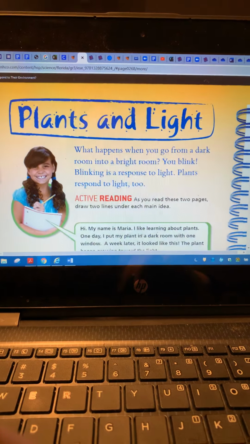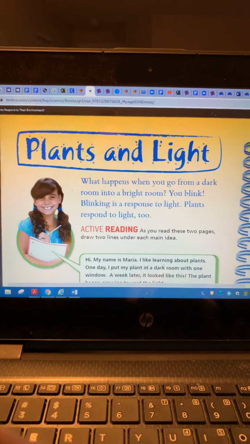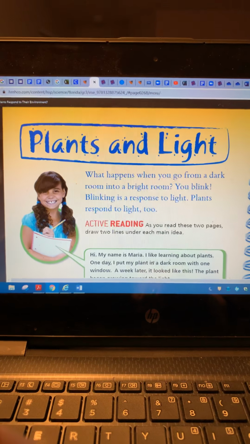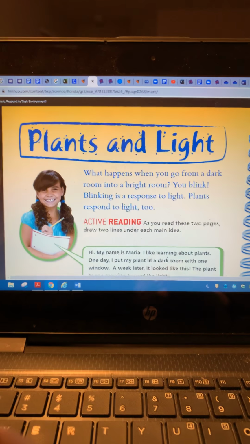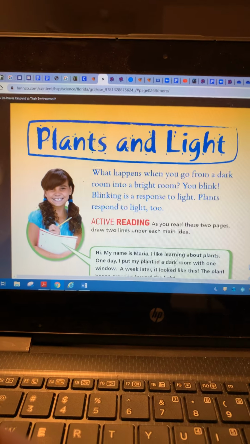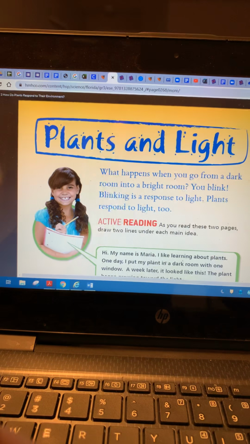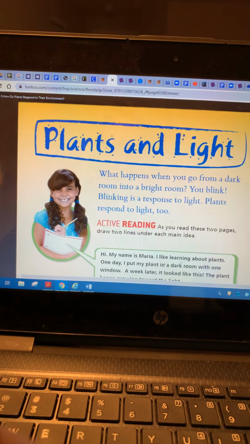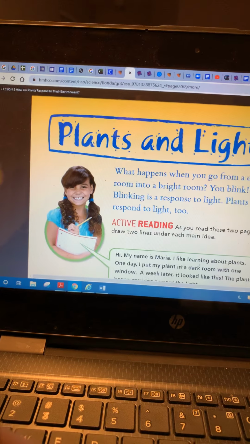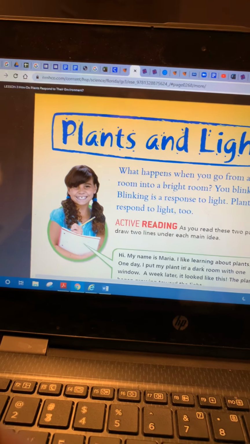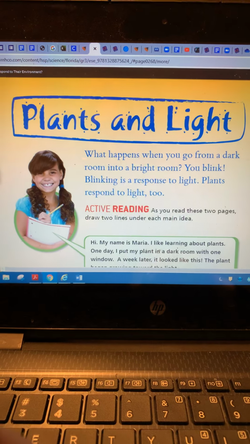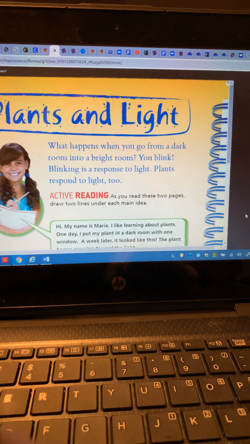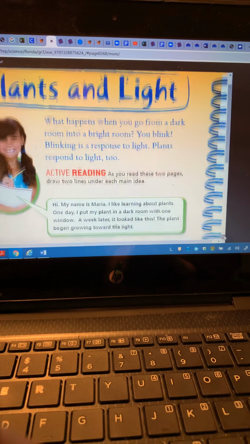Okay, plants and light. What happens when you go from a dark room into a bright room? You blink. Blinking is a response to light. So when something happens to us, or our environment changes, or there's something in our environment, we do something. In this instance, we blink when we go from a dark room into a bright room. And plants respond to light too. So we're going to go ahead and read a little bit about responding to light.